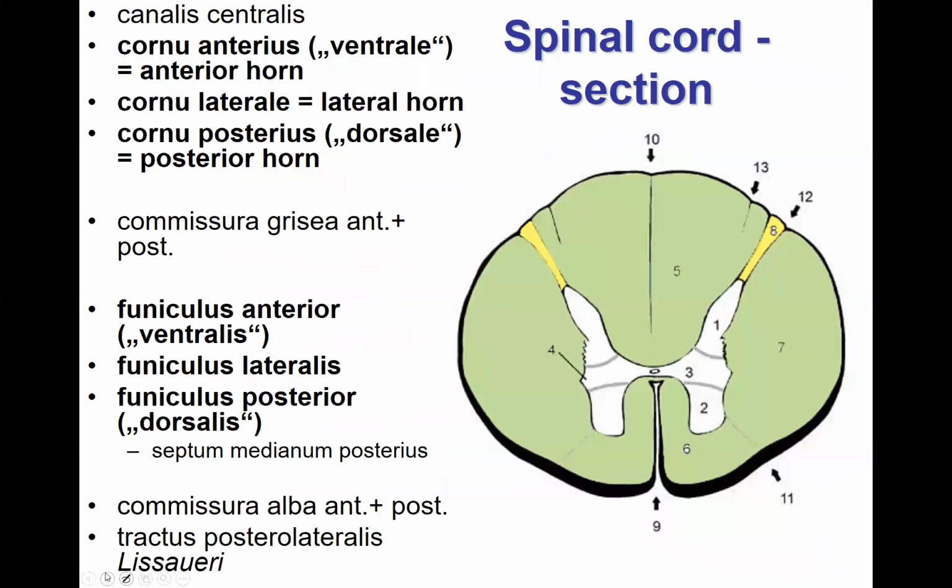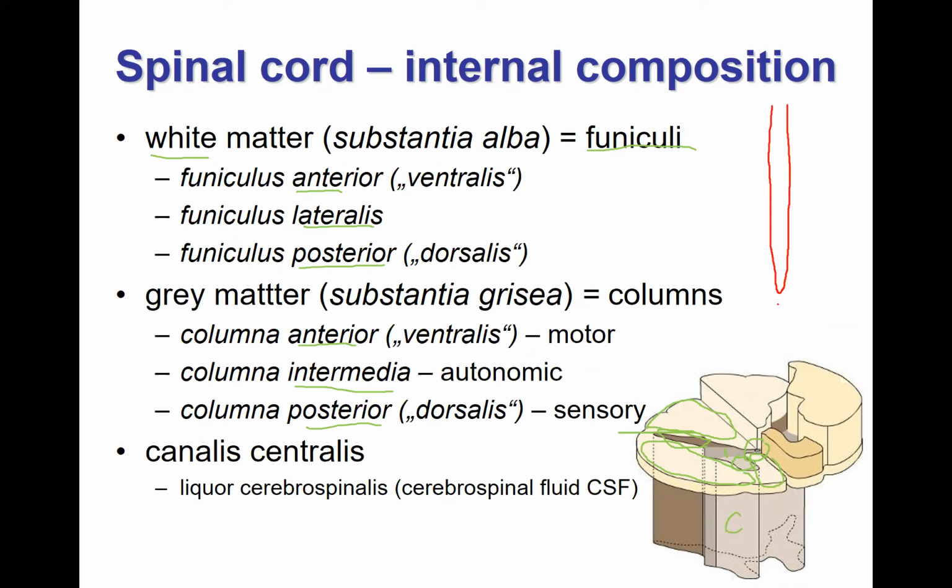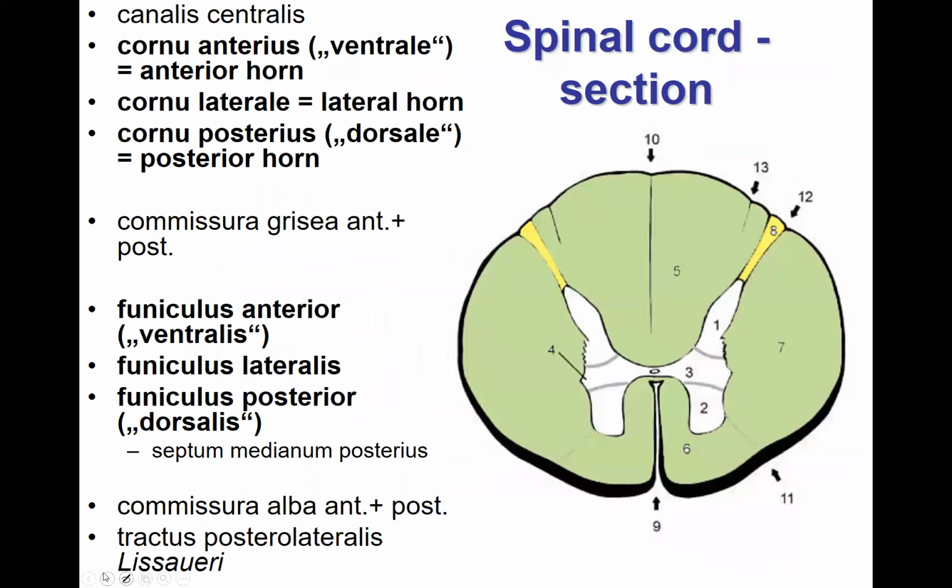The central canal is running like this down, and it's blind, a cul-de-sac, at the level of L1, where there's a termination and it does not continue. It continues up to the fourth ventricle, which is inside the brainstem. We will talk about this in the next lecture. So the internal composition is not so complicated.